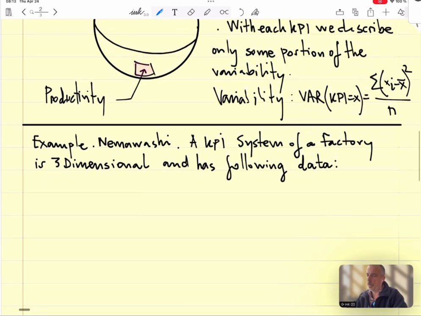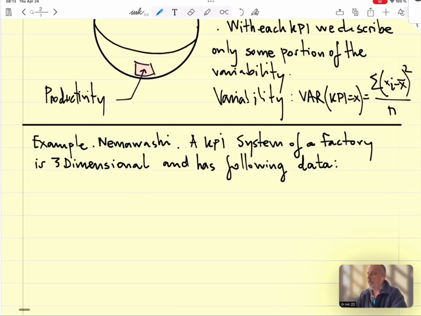Okay, so we have only 3 dimensions. What happens if we have more dimensions? We learned last week how to perform PCA, right? So you can perform PCA to 3 principal components, and then do nemawashi. Okay, so you need to put the things together a little bit.